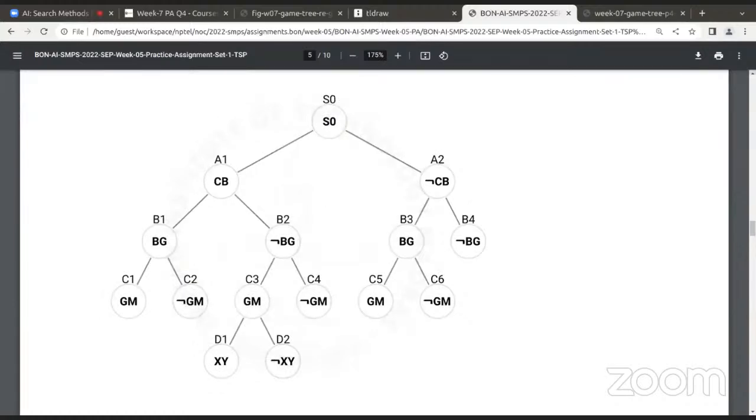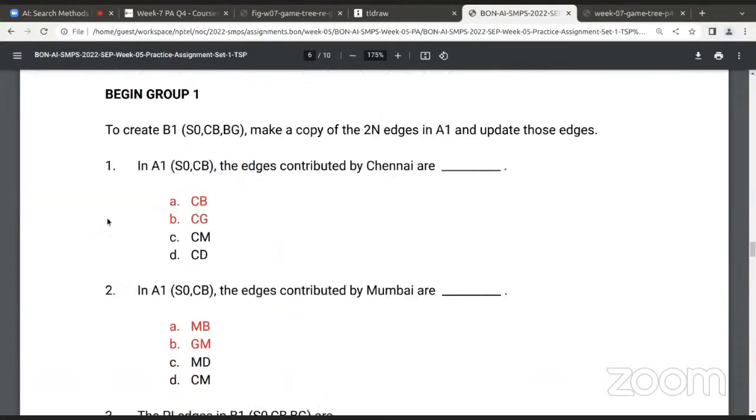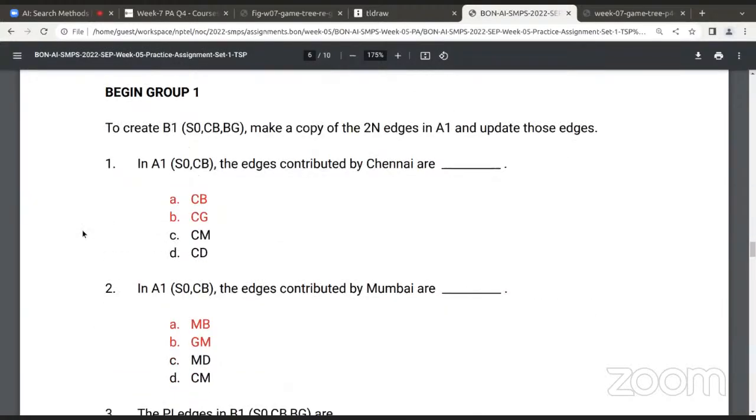Come to the first question. Here we have A0, S0 and CB, Chennai and Bangalore, the edge contributed by Chennai. So here, from Chennai we can go to Bangalore, and from Chennai we can go to Goa. As per the question, there is no problem, right? Wait a minute, repeat it again. Question number 1, right?